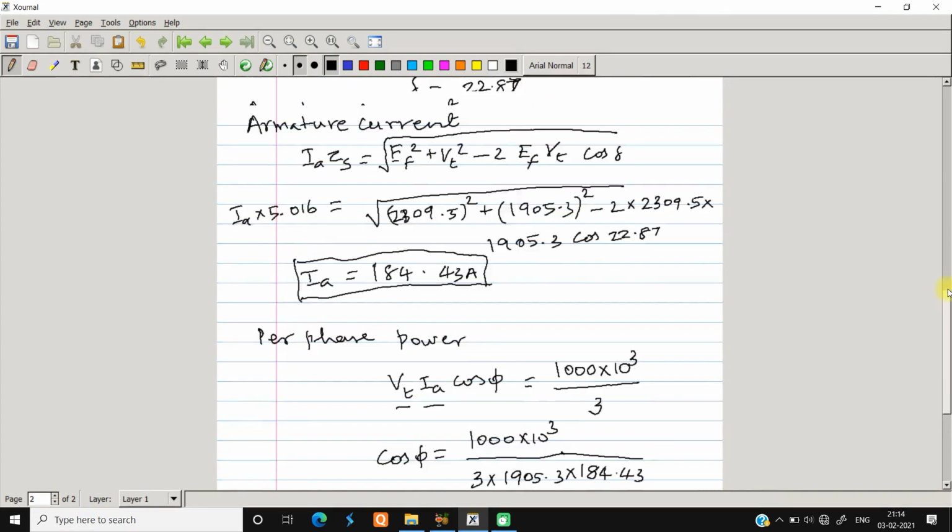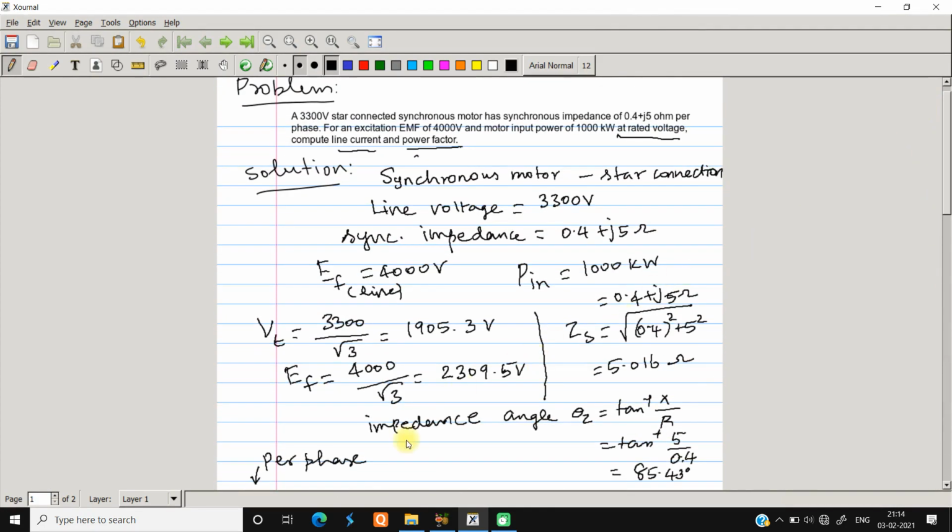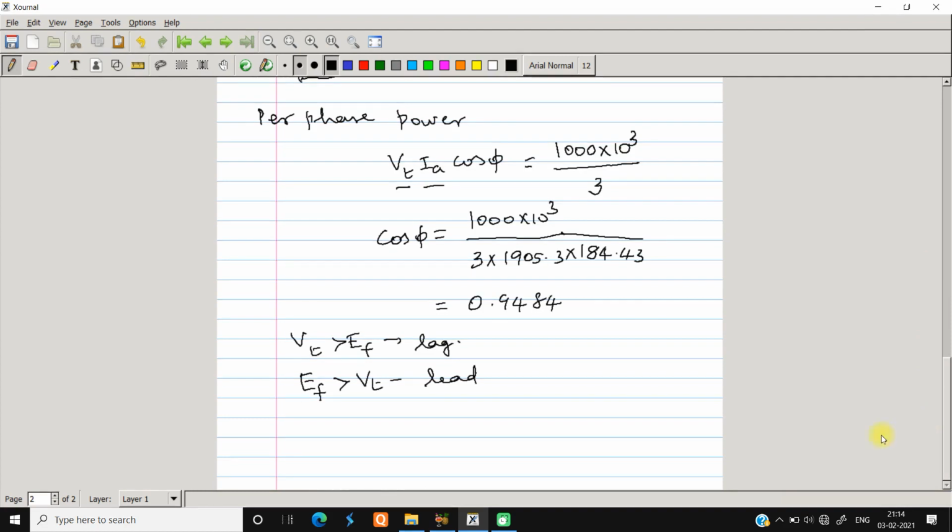From the earlier calculation, this is going to be our Vt and this is going to be our EF. So from this we can find out that EF is greater than Vt. So from this point of view, we can conclude that this particular machine is having leading power factor.